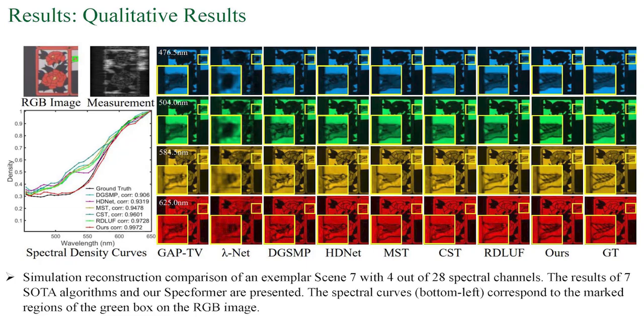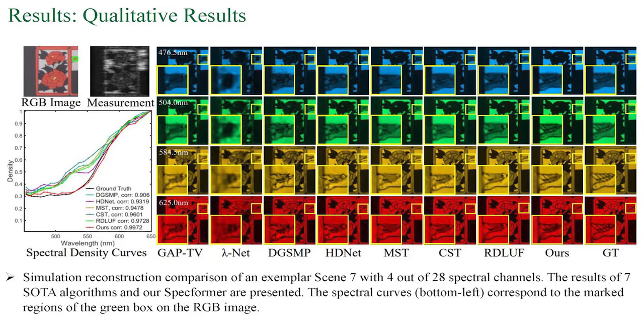This figure shows the visualized HSI reconstruction results of 7 SOTA methods and our technique. We can see that our Specformer can accurately reconstruct the details of texture-rich regions and edge regions, as well as preserve the spatial smoothness of the homogeneous regions. In addition, we plot the spectral density curves corresponding to the picked region of the green box in the RGB image. The highest correlation and coincidence between our curve and the ground truth demonstrate the spectral-wise consistency restoration effectiveness of our Specformer.